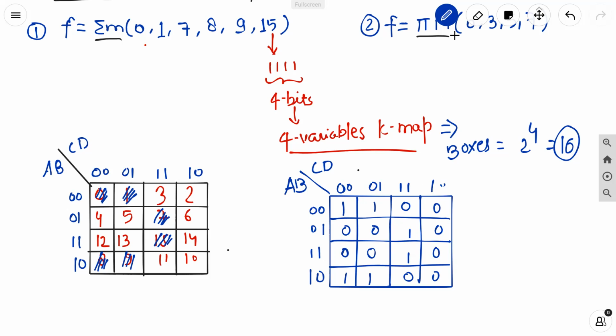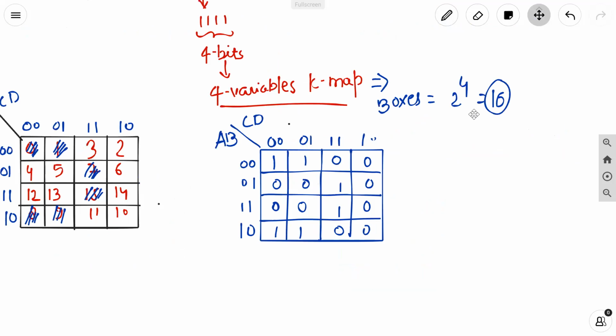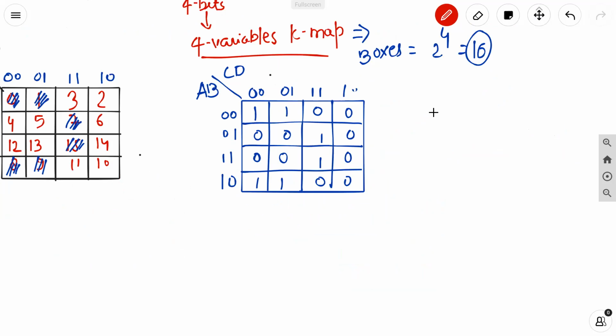If I group the ones, the maximum size group possible is a quad here. This is the quad. And for these two ones, we have one pair. For this particular quad, I will have F1, which is equal to, now we'll simply calculate it.